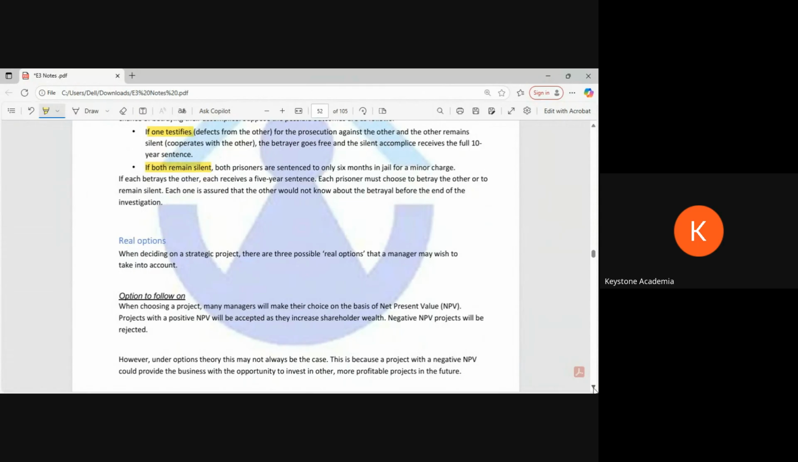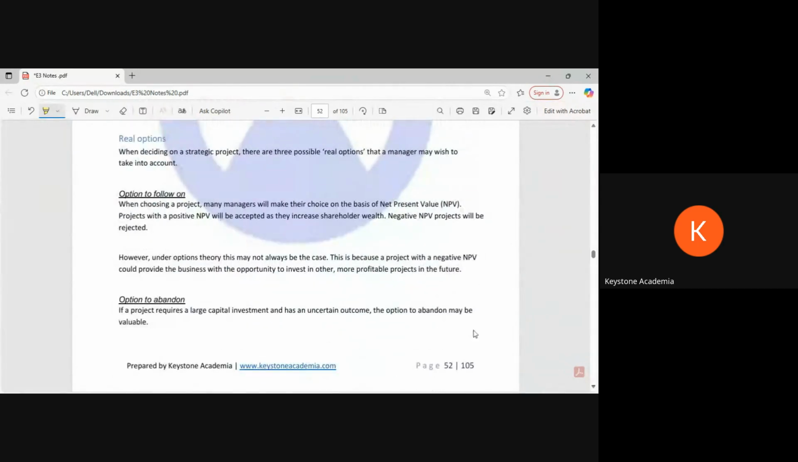Usually when we select strategy, we have three options. First is the option to follow on, to choose the project. Second is the option to abandon, to not do it. This is part of a recommendation. For example, if they ask you to evaluate the project, the SAF model they have to use is suitability, acceptability, feasibility.